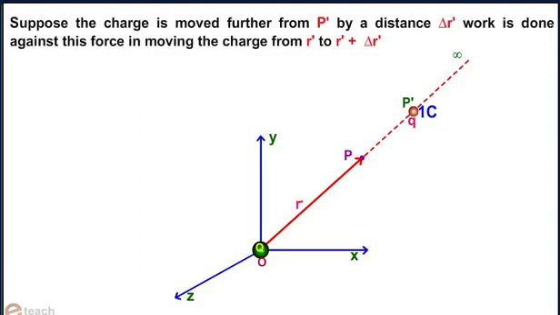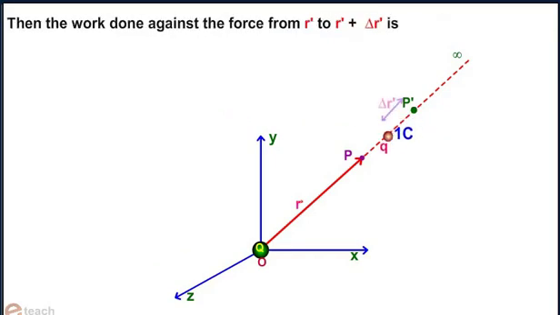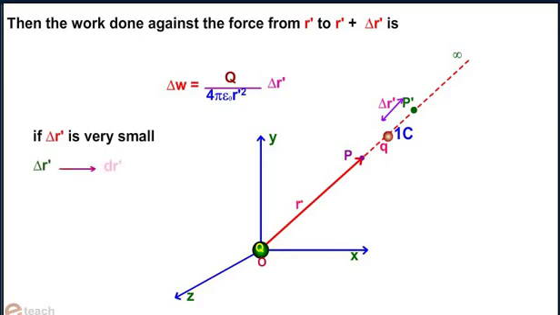Suppose the charge is moved further from P prime by a distance delta r prime. Then the work done against the force from r prime to r prime plus delta r prime is delta w equal to Q by 4 pi epsilon naught r prime whole square into delta r prime. If delta r prime is very small, then delta r prime tends to dr prime, and similarly delta w tends to dw. This implies dw equals Q divided by 4 pi epsilon naught r prime whole square dr prime.